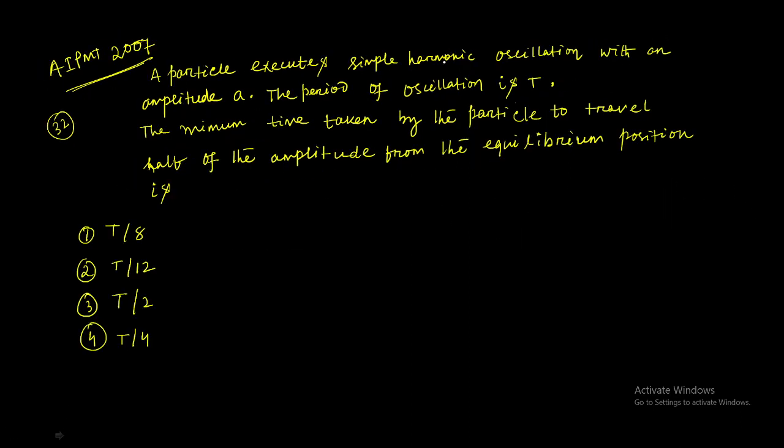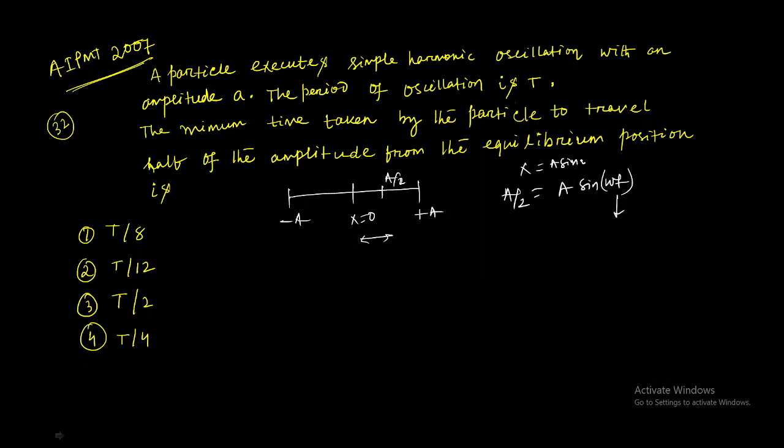A particle executes simple harmonic oscillation with an amplitude A. The period of oscillation is T. The minimum time taken by the particle to travel half of the amplitude from the equilibrium position. So this is your SHM, minus A, this is your plus A, this is x equal to 0, equilibrium position. This is A by 2. So they are asking how much time it will take from 0 to A by 2. So A by 2 equal to A sine of omega t, right? So omega t value equal to how much? So basically x equal to a sine omega t, and x equal to a by 2. I just want to find out the omega t value.